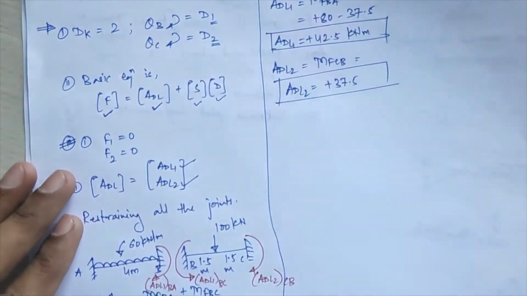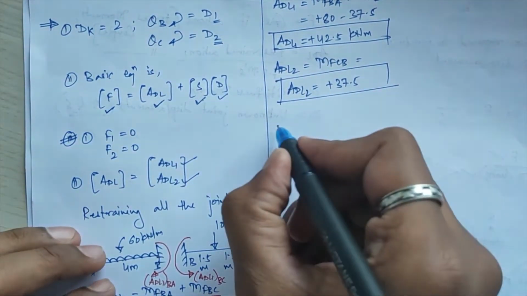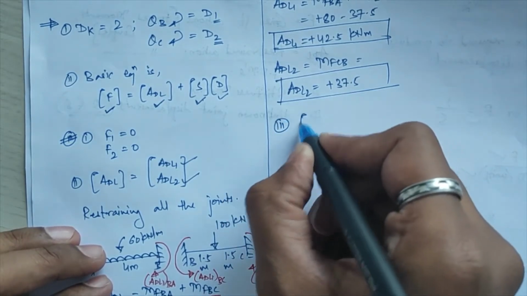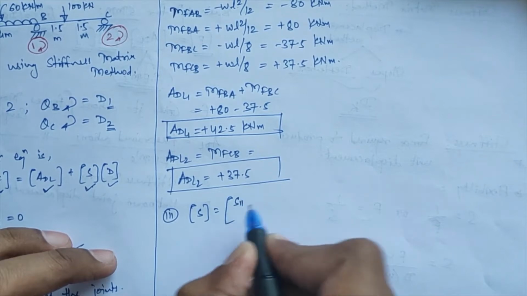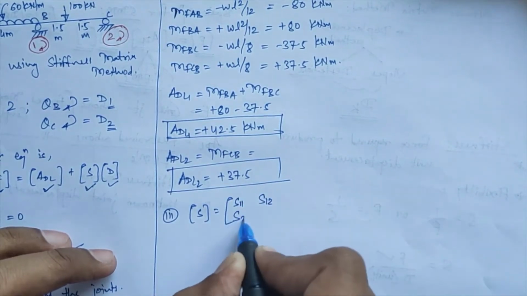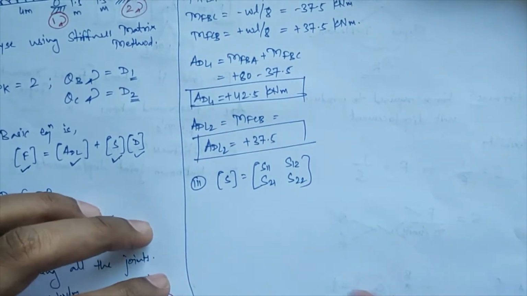Now we'll move to our next step, that is the stiffness matrix. So next I'll write the S matrix, that will have the values S11, S12, S21 and S22. Okay, so one by one we'll see.